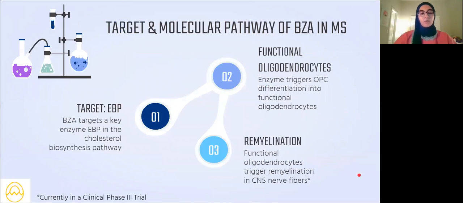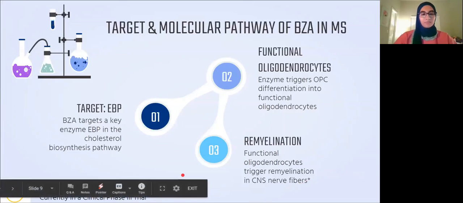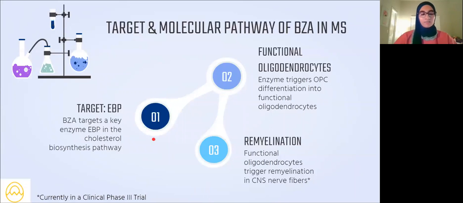Bazedoxifene plays a unique role in multiple sclerosis. Research has shown that bazedoxifene targets the enzyme encoding 3-beta hydroxysteroid delta-8 delta-7 isomerase, also called EBP, which is a key enzyme in the cholesterol biosynthesis pathway. This enzyme has previously been shown to be a target for remyelination and acts separately from the usual target of this SERM drug, the estrogen receptors, which play a significant role in treating osteoporosis.